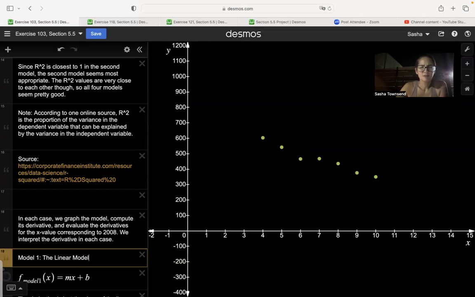Now for each of those models, all 4 of those models, we want to compute the derivative, and then evaluate the derivatives at the x value corresponding to 2008. And then we want to interpret the derivative in each case.